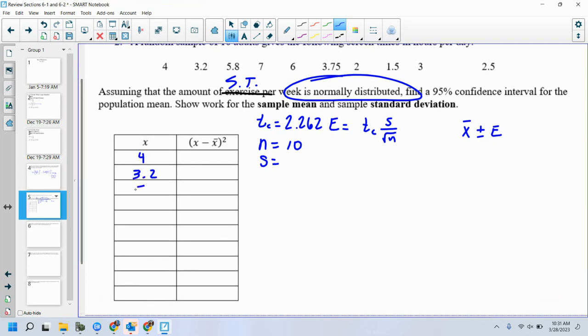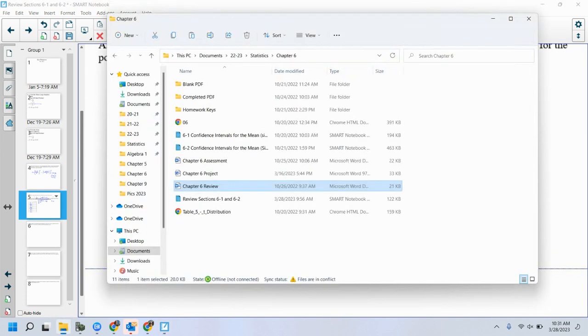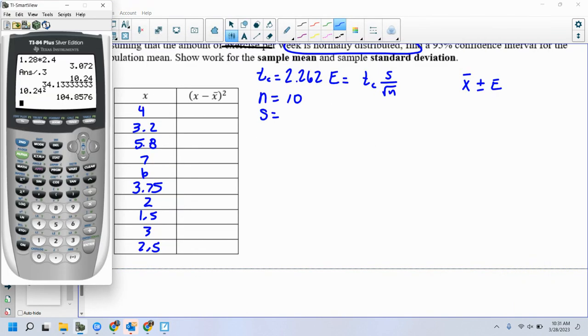So 4, 3.2, 5.8, 7, 6, 3.75, 2, 1.5, 3, and 2.5. All right, this is a major throwback, finding standard deviation. Let's add these up. I'm just going to come over to the keypad here: 4 plus 3.2 plus 5.8 plus 7 plus 6 plus 3.75, 2, 1.5, 3, and 2.5. I got to double check that. And I divide that by 10, so move the decimal: 3.875.